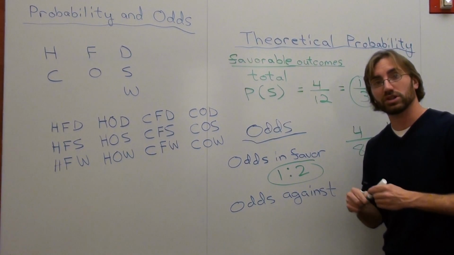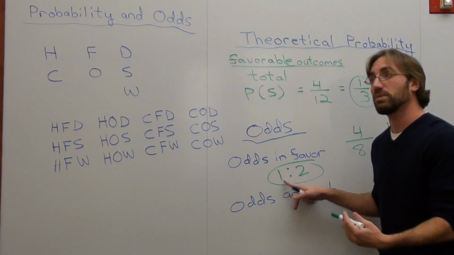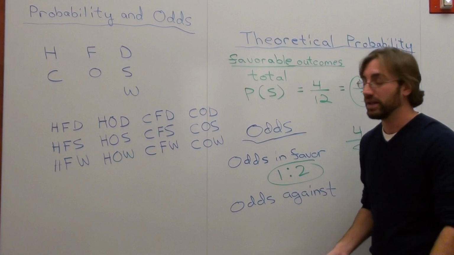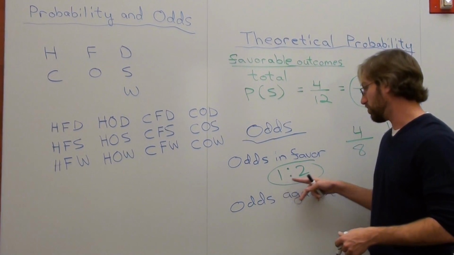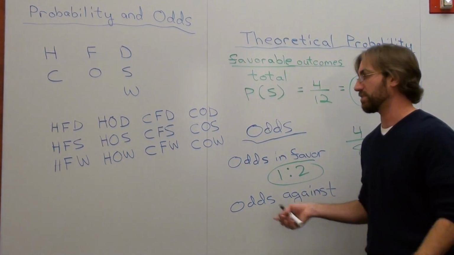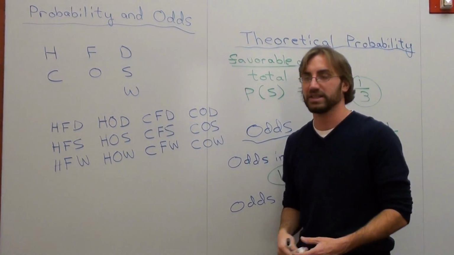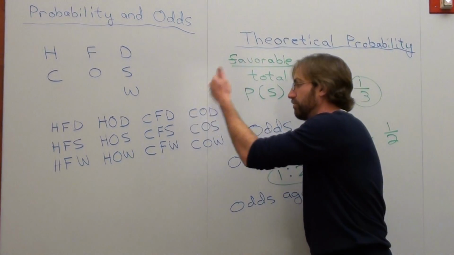Now, your odds in favor aren't good. If the first number is smaller than the second number, that's a bad thing. If the first number is bigger, then your odds are better. But you don't have a good shot of getting this because 4 of them are good, 8 of them are bad. It's like, well, what are the odds of getting this right?